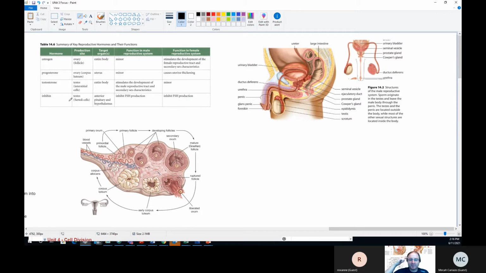Basically, it sends a message to the hypothalamus and the anterior pituitary to stop producing the follicle stimulating hormone. Remember, follicle stimulating hormone got the testes to start producing sperm. If the testes produce too much, that would really be a bad thing. But luckily the testes also produce inhibin, and inhibin will then cause the follicle stimulating hormone to be shut off, which will then cause sperm production to be shut off.